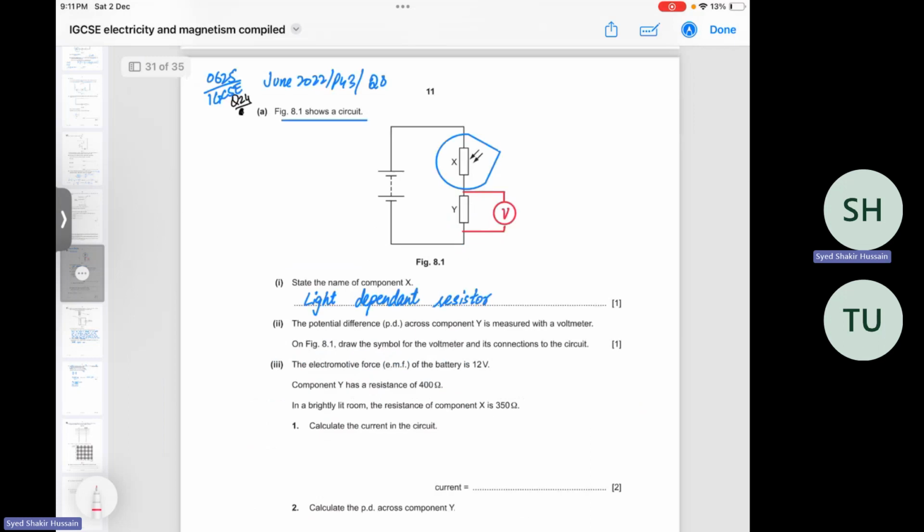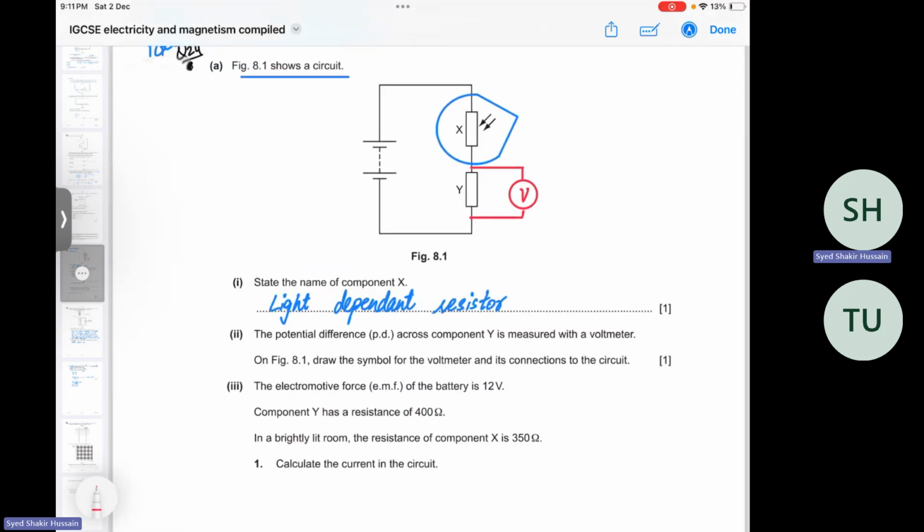Okay. Now, the electromotive force of the battery is 12 volts. Component Y has a resistance of 400 ohms. EMF is given to you as 12 volts. Y has a resistance of 400. In a brightly lit room, the resistance of component X is 350 ohms. You need to calculate the current in the circuit.